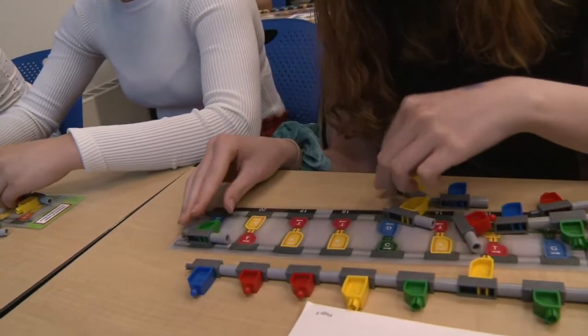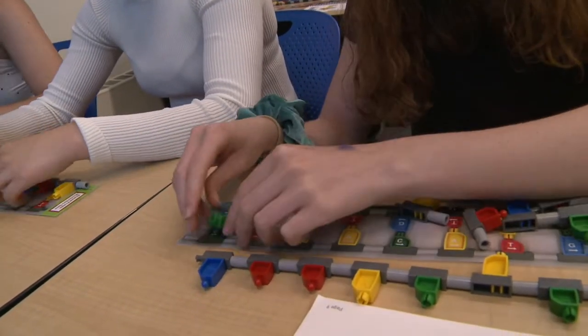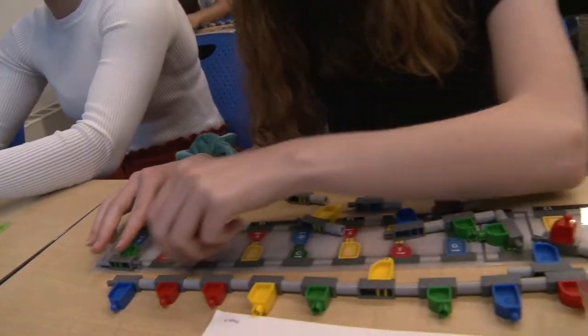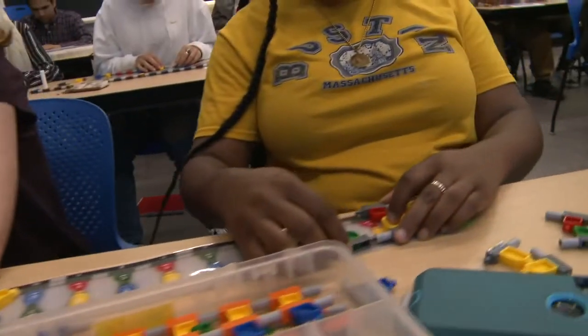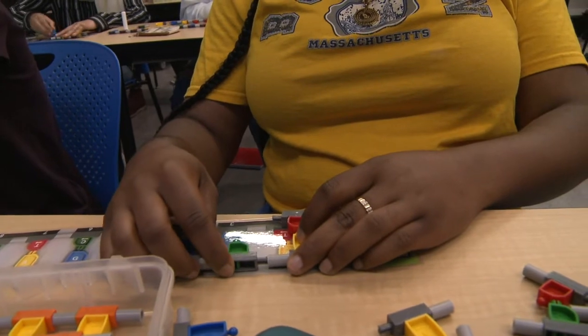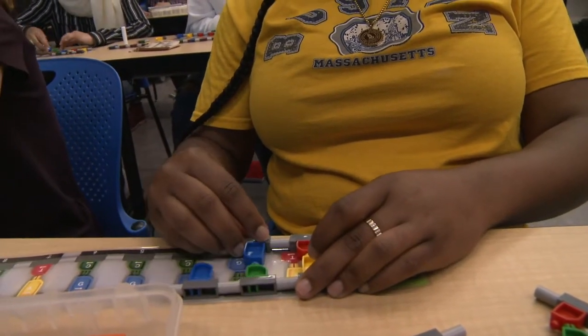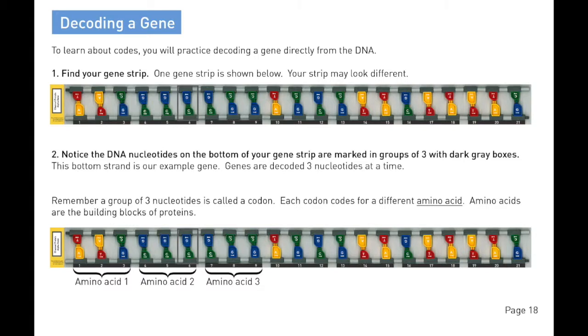Again, pay attention to the arrows. Pay attention to the arrows on the strip and on your nucleotides. All right, once you've made your gene, please double check it with your strip. You want to make sure you have exactly the same sequence.